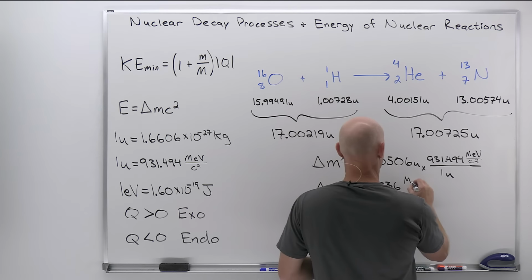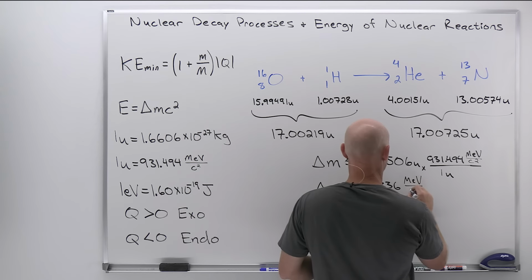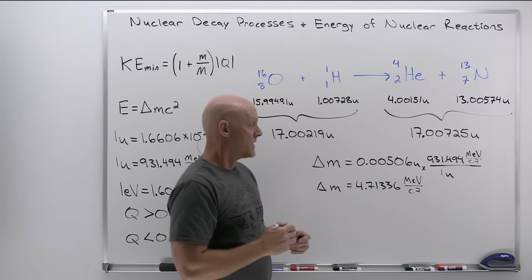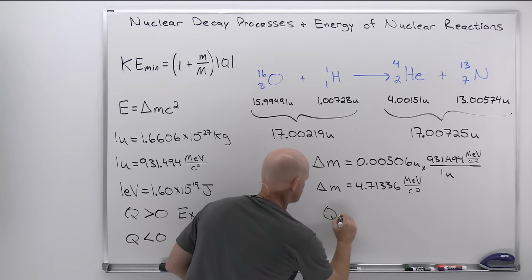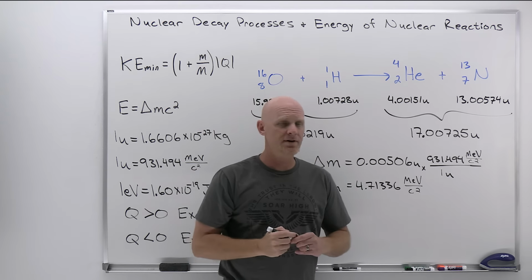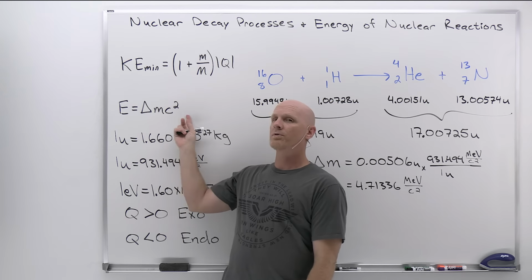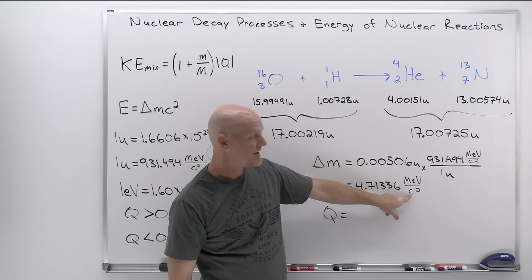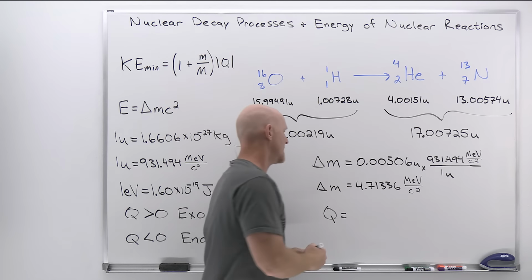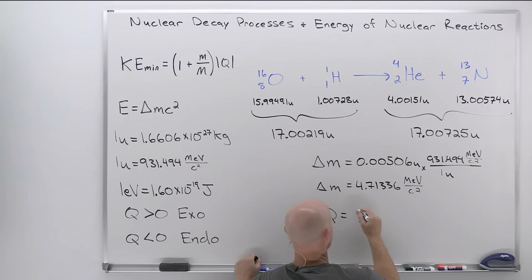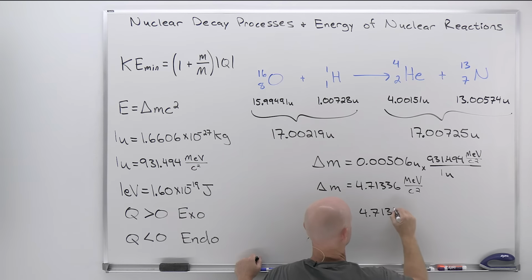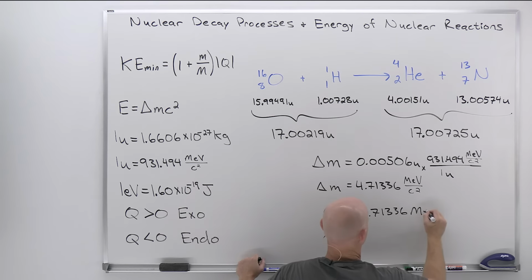And that's in mega electron volts per c squared. Well, again, if I want my Q value, it would come from plugging this difference in mass right back into this formula multiplied by c squared, which simply cancels out right there. And we get a Q value, at least the absolute value of which would be 4.71336 mega electron volts.